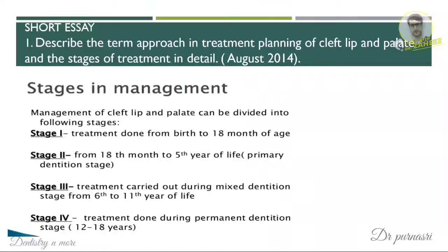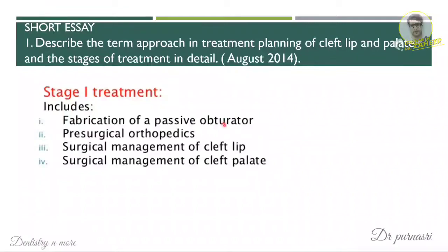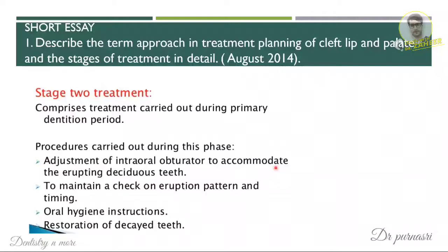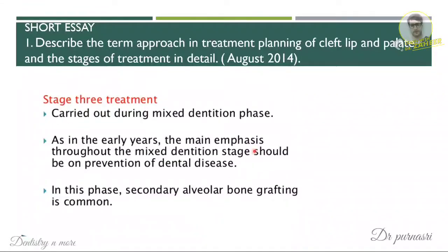Under stage 1, we have fabrication of passive obturator, pre-surgical orthopedics, and then surgical management of cleft lip and cleft palate. Then stage 2 comprises the treatment carried out during primary dentition, that is adjustment of the obturator, checking if the teeth are erupting properly, then oral hygiene instructions and restoration of decayed teeth. Stage 3, the mixed dentition period, is mainly prevention of dental diseases, and then secondary alveolar bone grafting can be done during this stage.